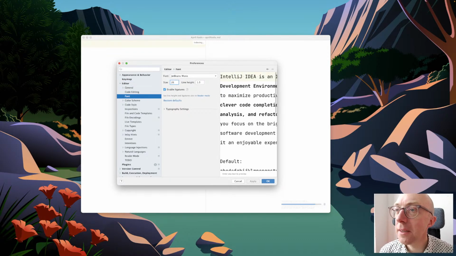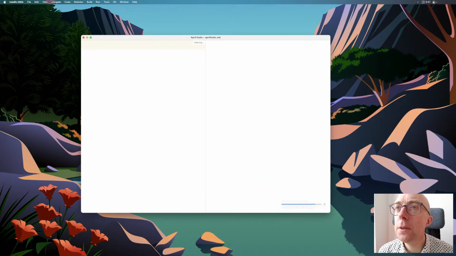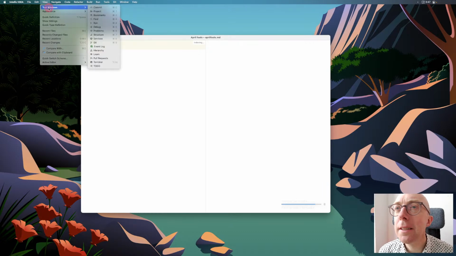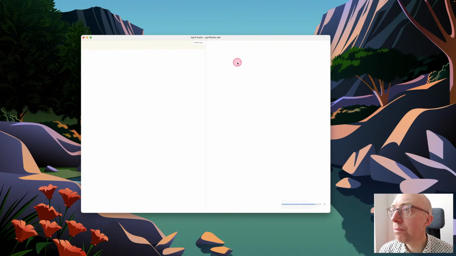About 26. I also kind of want to get rid of this preview. Don't really need it. I honestly don't know how to get rid of it. All right, fine. Okay, but I'm not getting completion. Okay, this is a good start. It worked last time.